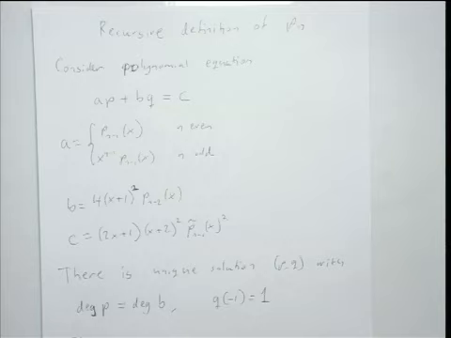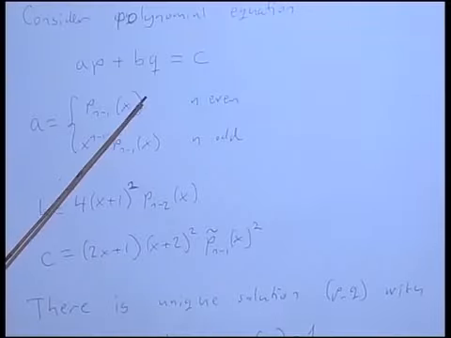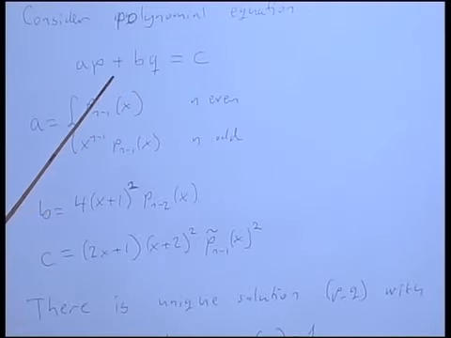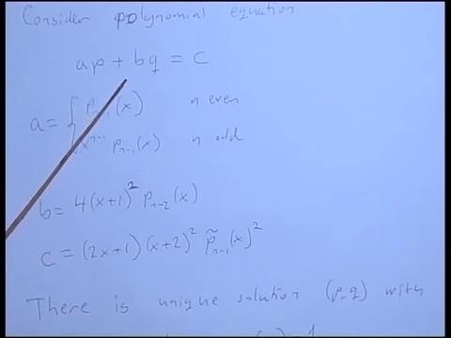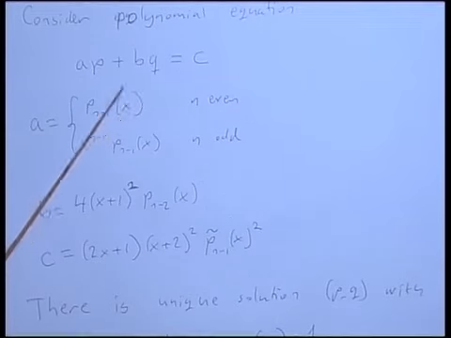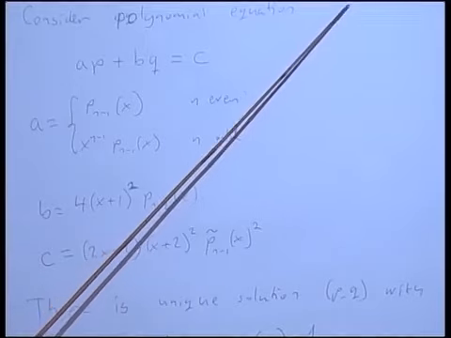So I will look at a polynomial equation of this form: AP plus BQ equals C. So A, B, C will be known, and P and Q will be unknown. Everyone knows that you can solve such a thing by the Euclidean algorithm, and the computer knows that too, which is quite useful. And so this will be a recipe for constructing Pn.